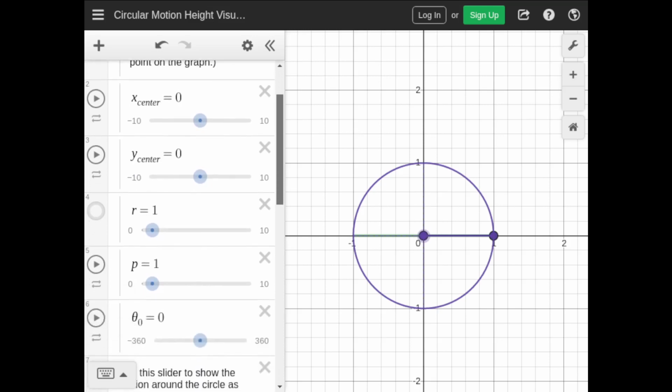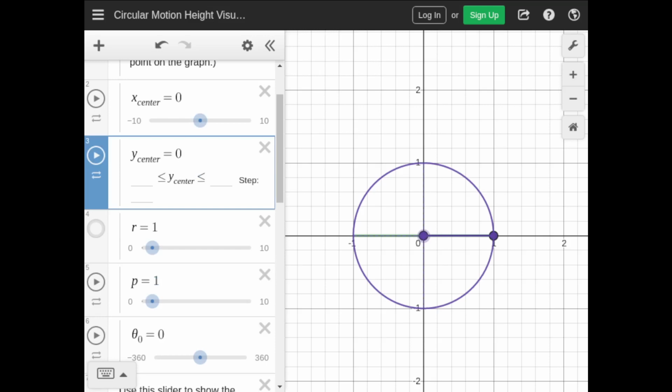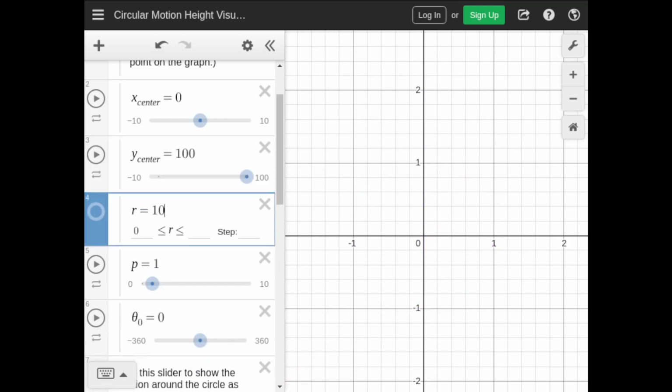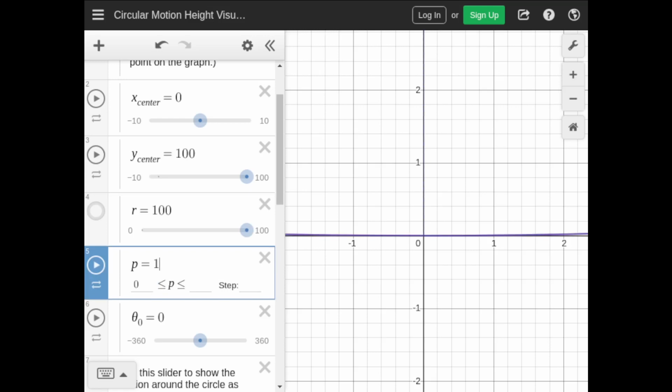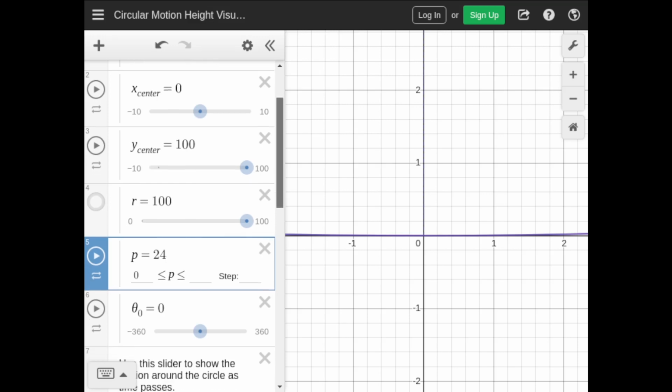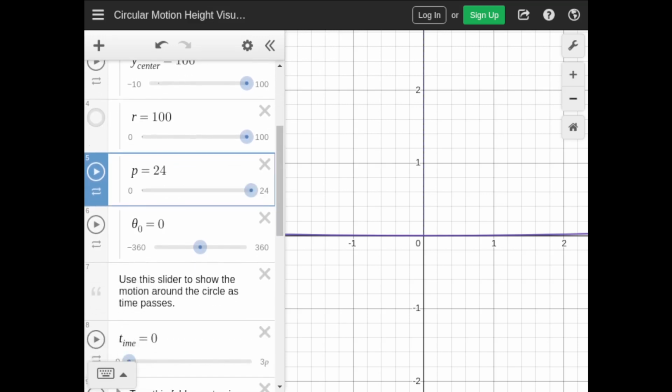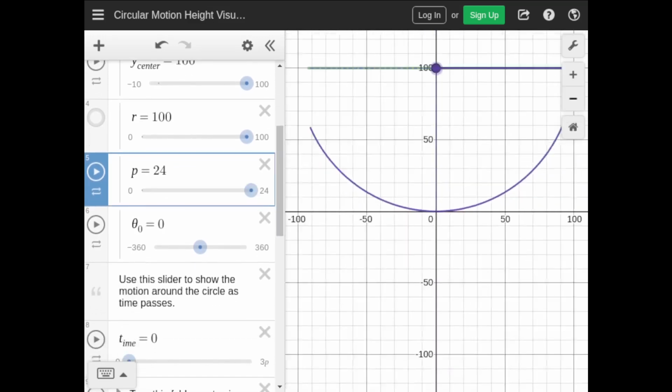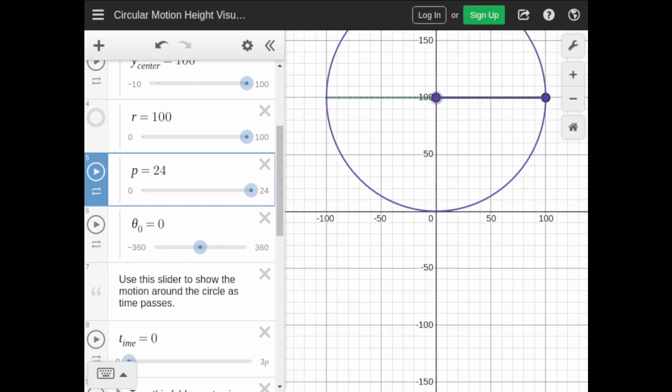And I do not care horizontally where my circle is centered, so I will leave it at 0. But I do need the vertical center of my circle to be at 100 feet. The radius also is 100 feet. The period, P, is how long it takes to do one full rotation of my circle. That is 24. And I'll zoom so you can see this a little more clearly.